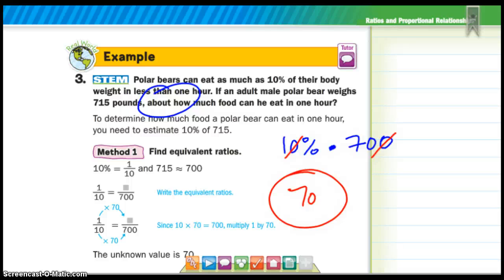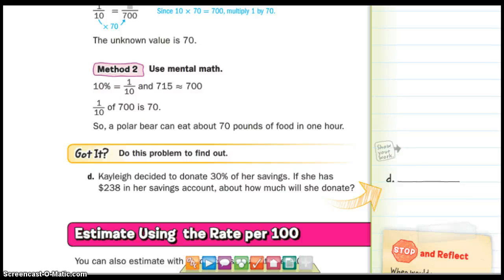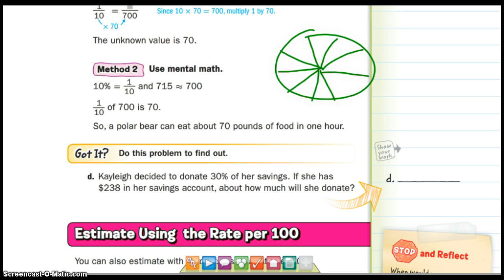All right, keep going. So in method 2, you're using the fractional part of 10%, which is 1/10. And again, when you think of a pie, if I divide my pie in 10 equal pieces, 1, 2, 3, 4, 5, 6, 7, 8, 9, 10, I'm saying one of these. If the total is 700, then what times 10 gets me 700? 70 does. So again, think about what you are doing when you're computing.